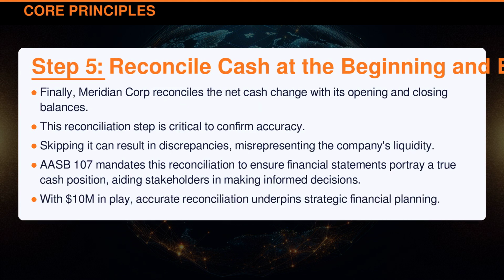Finally, Meridian Corporation reconciles the net cash change with its opening and closing balances. This reconciliation step is critical to confirm accuracy. Skipping it can result in discrepancies, misrepresenting the company's liquidity. AASB 107 mandates this reconciliation to ensure financial statements portray a true cash position, aiding stakeholders in making informed decisions. With $10 million in play, accurate reconciliation underpins strategic financial planning.